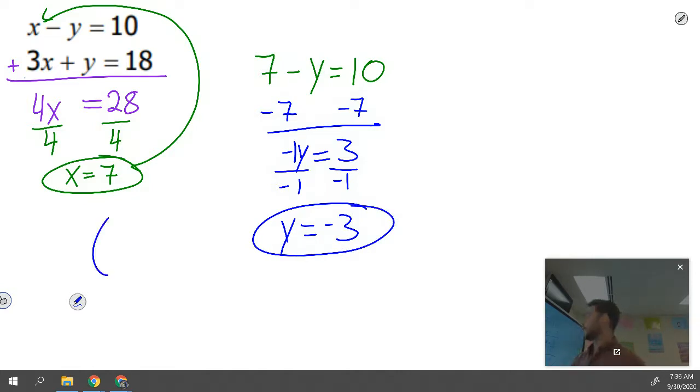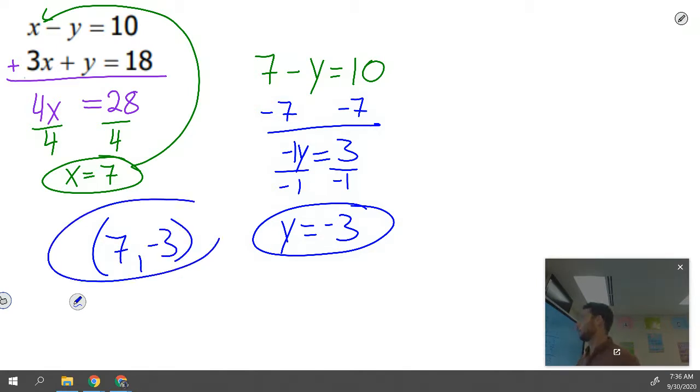Cool. So our final answer is the point (7, negative 3). Make sure you're writing it like this. It's a point. We're looking for that point, specifically on the x, y coordinate plane. We need to write it in parentheses with a comma in between. X value, then y value, every time.